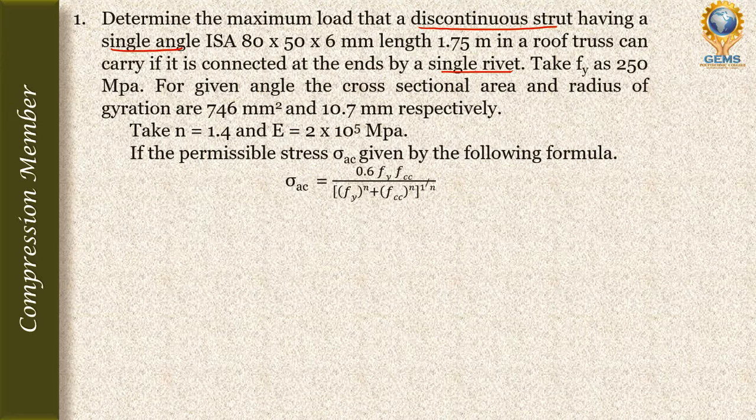For the given angle, the cross sectional area and radius of gyration are 746 mm square and 10.7 mm respectively. Take n equal to 1.4 and E equal to 2 into 10 to the power 5 megapascal, with the permissible stress sigma AC given by the following formula. By this formula, we have to calculate the safe maximum compressive load P.